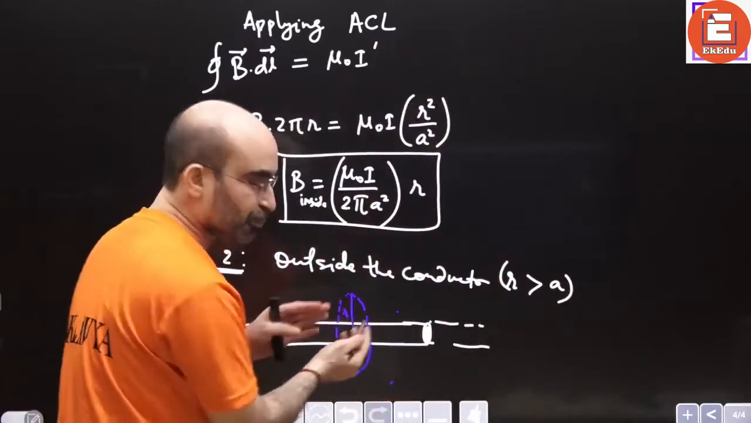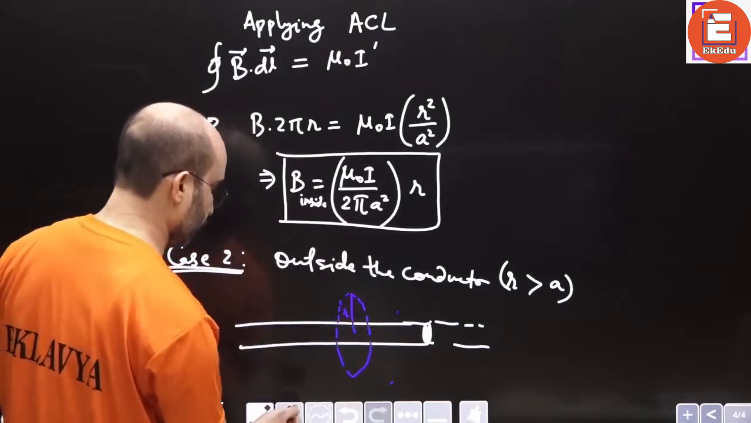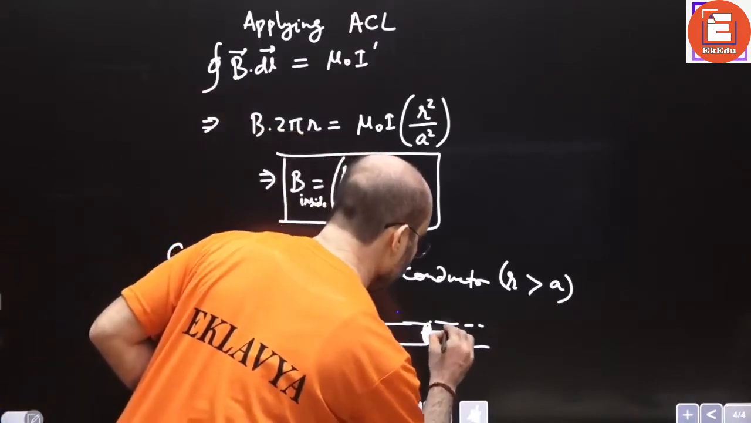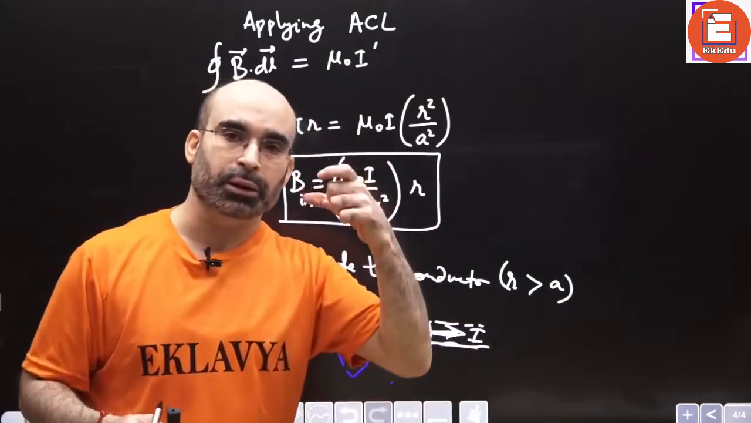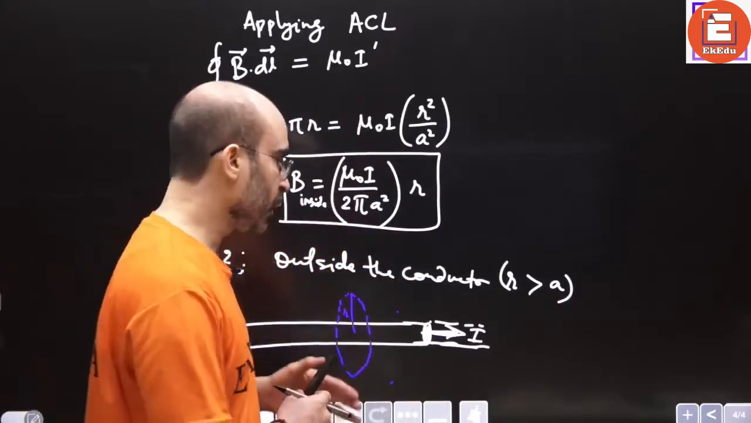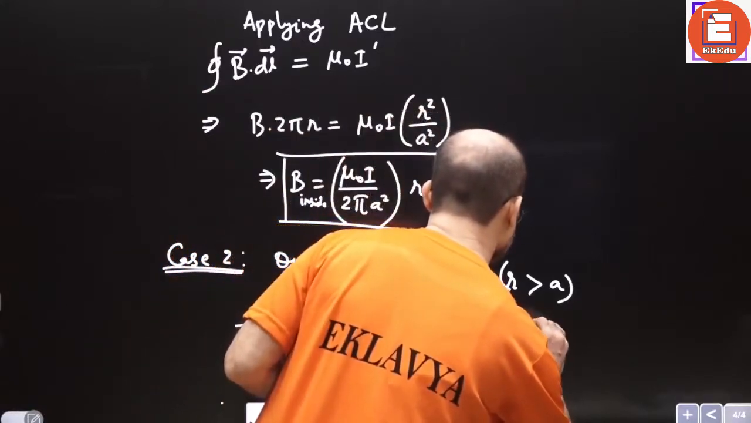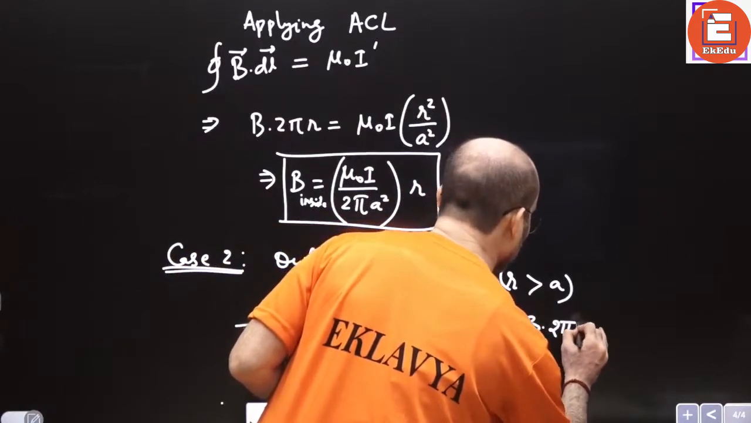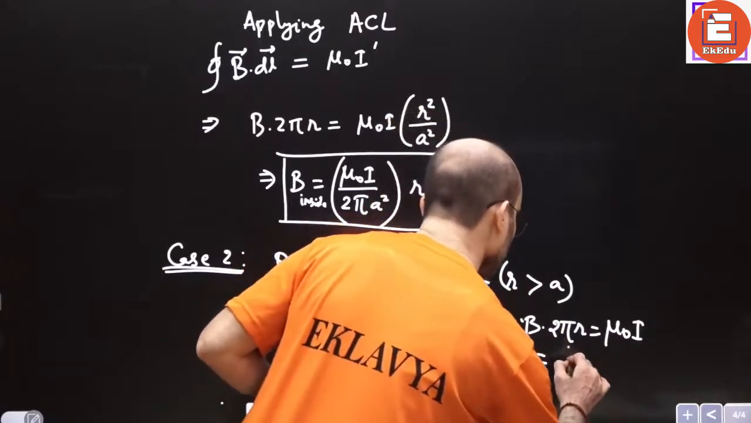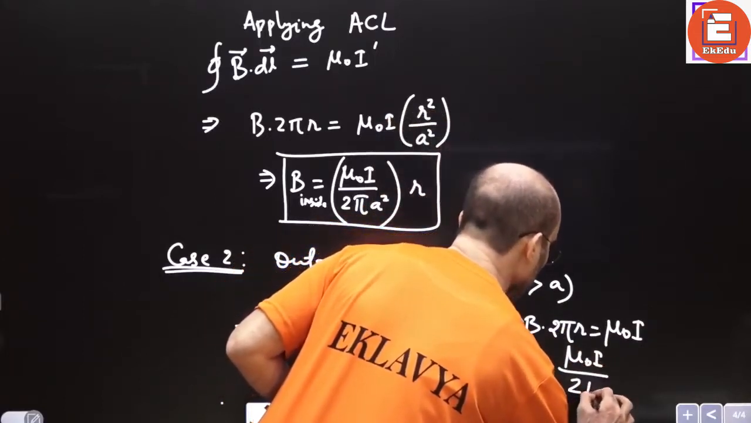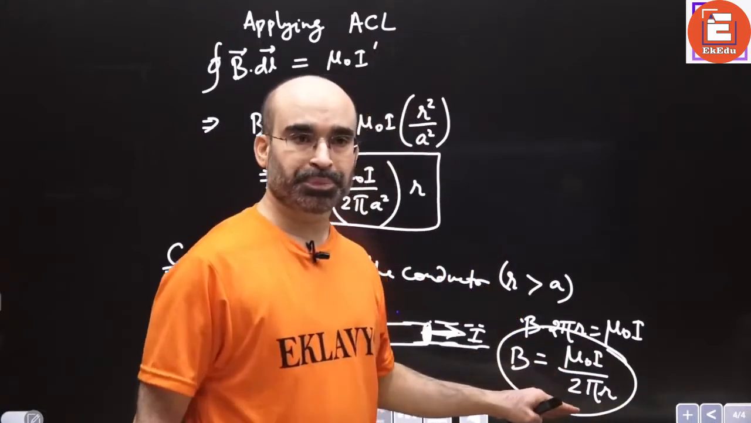So whatever current is flowing in the entire cross section of the wire, that will be accounted here. Here the current flowing will be I for the entire cross section, because this entire cross section is being enclosed by this loop, right? So again, use B into 2 pi r equals mu naught I. So ultimately B equals mu naught I by 2 pi r. So this is for the outside one.